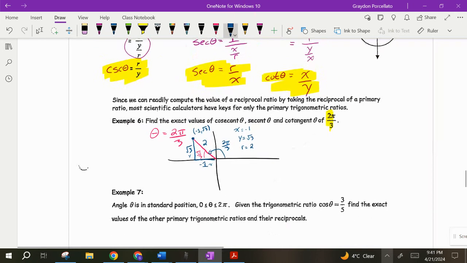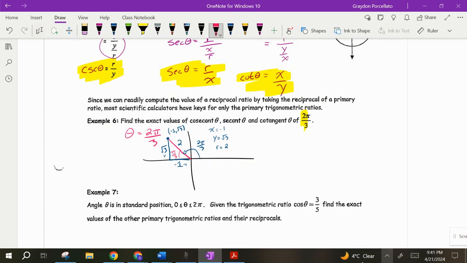So can I calculate these ratios? Well, yes, absolutely I can. Cosecant of theta is equal to 2 over root 3, which if I multiply the top by root 3 and the bottom by root 3, I get 2 root 3 over 3. Okay.